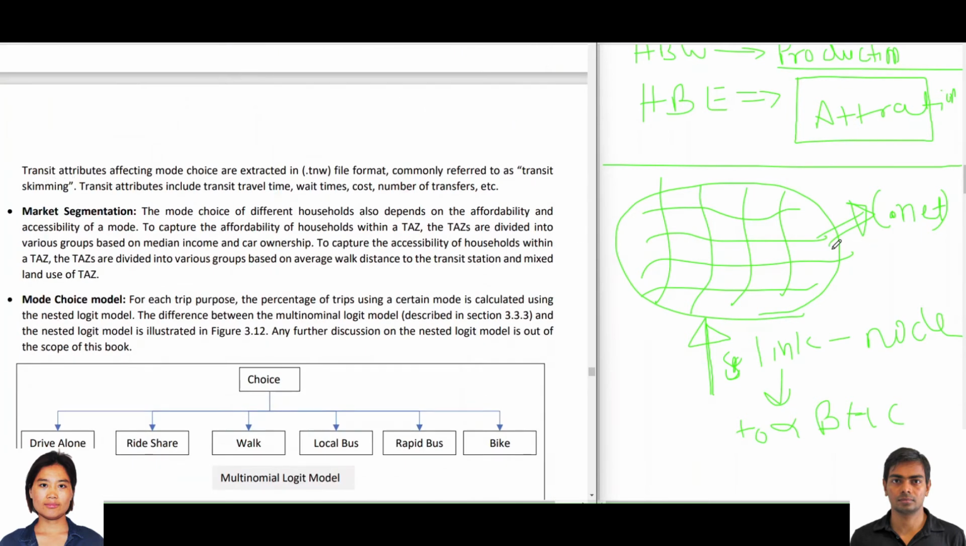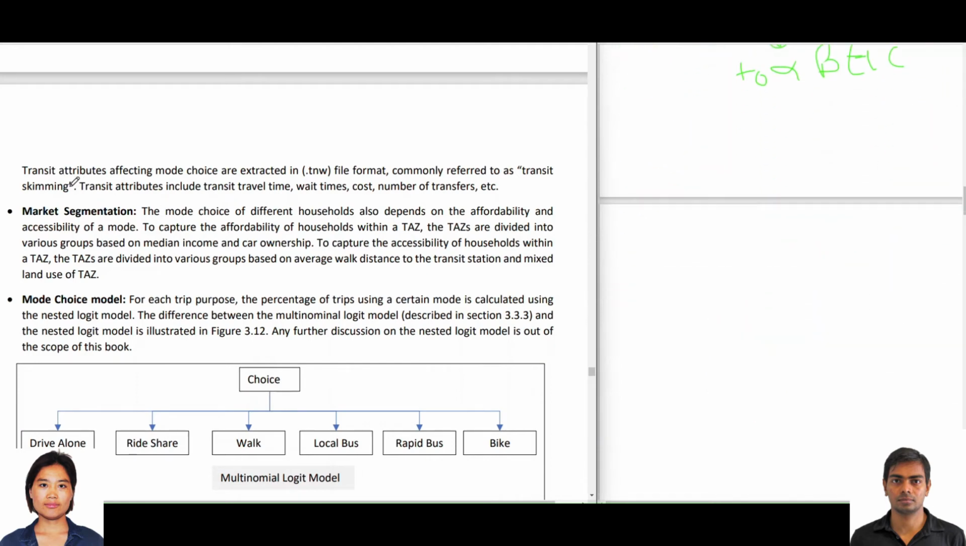Similar to highway skimming, there is transit skimming. Transit attributes affecting mode choice are extracted in .tnw file format, commonly referred to as transit skimming. The transit attributes include transit travel times, wait times, cost, number of transfers, etc.